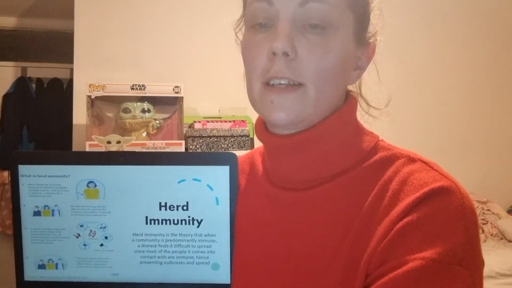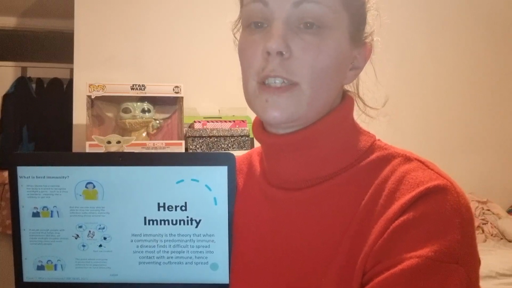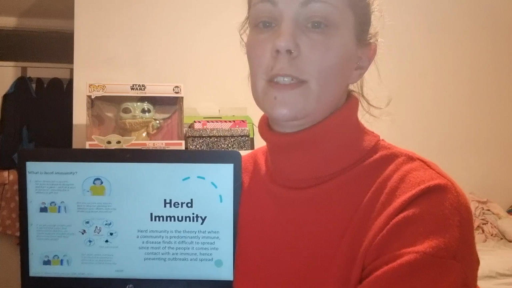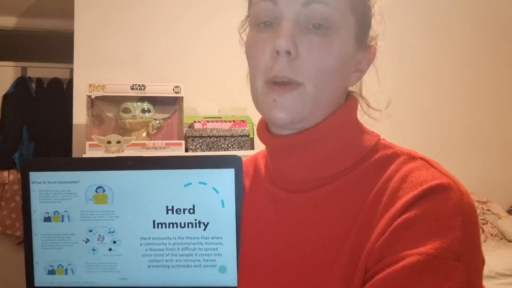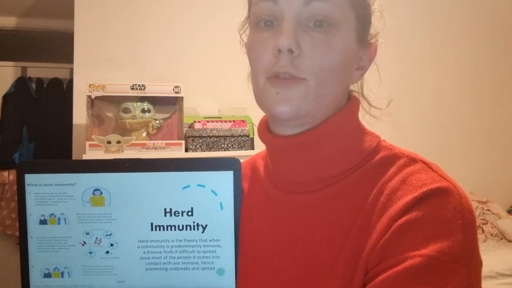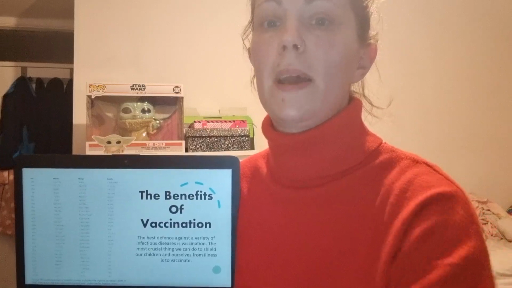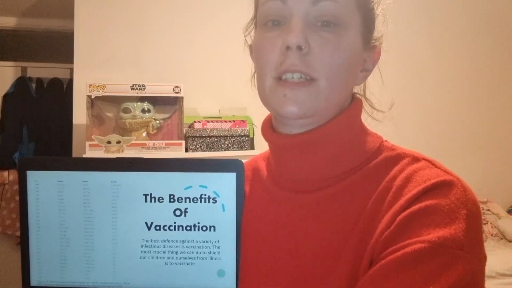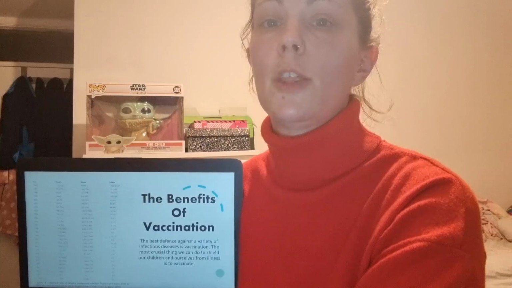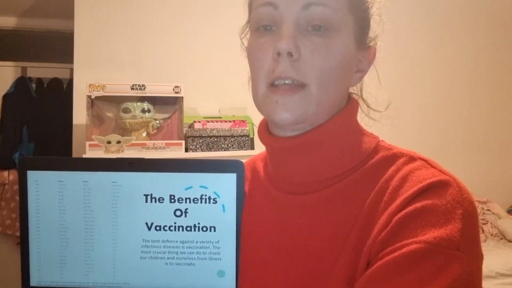Many factors influence vaccination uptake. Moral and ethical principles such as the obligation to protect life can influence decisions. Many people have recently expressed uncertainty about new vaccinations. There's a lack of trust that can be created and subsequently have a detrimental effect on vaccination uptake. The best defence against a variety of infectious diseases is to vaccinate. The most crucial thing we can do to shield our children and ourselves from illness is to vaccinate.